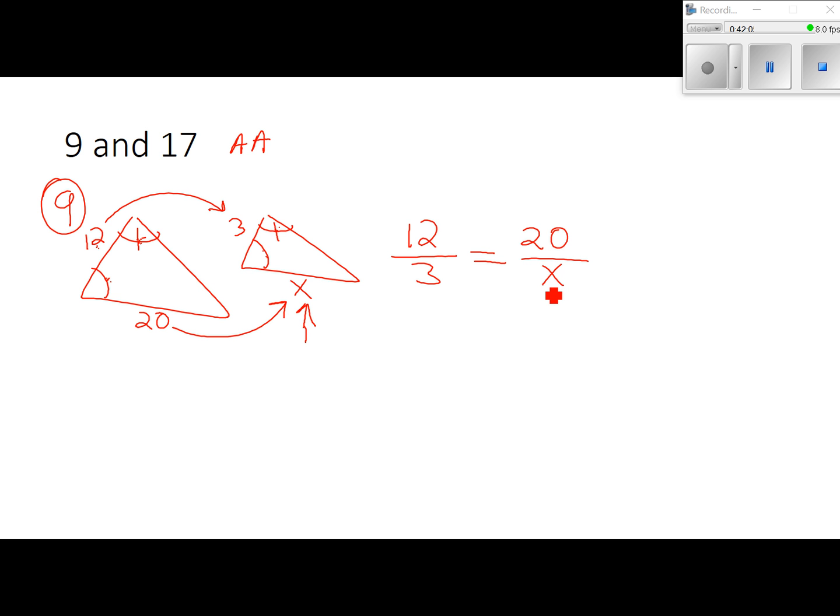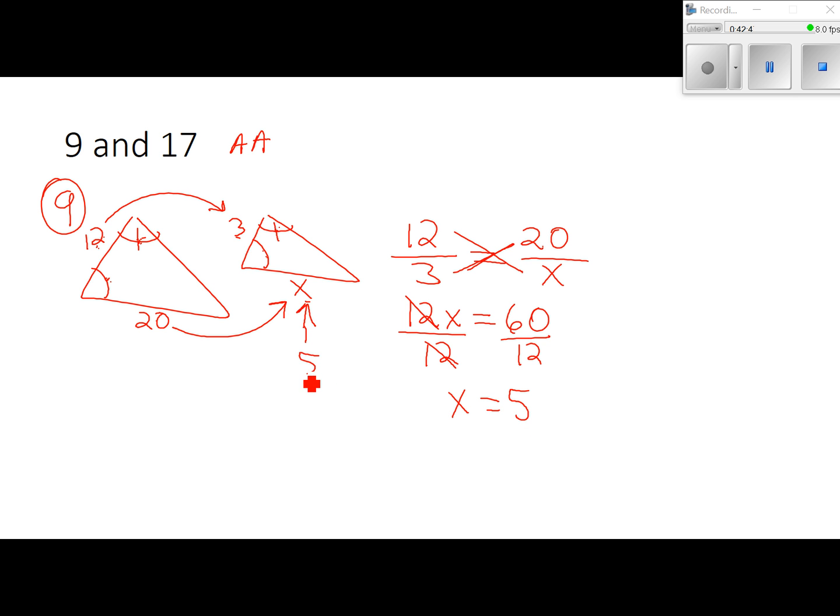So now we have a proportion that we can solve, and there are different ways that you could write this proportion. You could have said 3 matches up to 12 and x matches up to 20, but it should give you the same answer. I cross multiply here and I end up with 12x. Cross multiply here and I end up with 3 times 20, which is 60. Then I divide both sides by 12. Grab your calculator and divide 60 by 12, you should come up with 5.